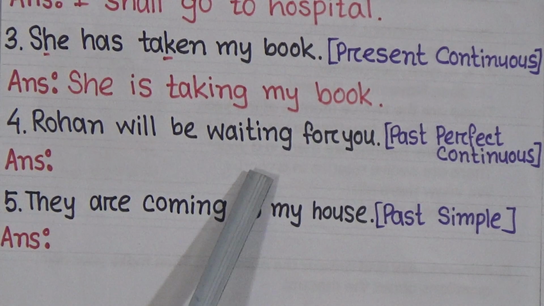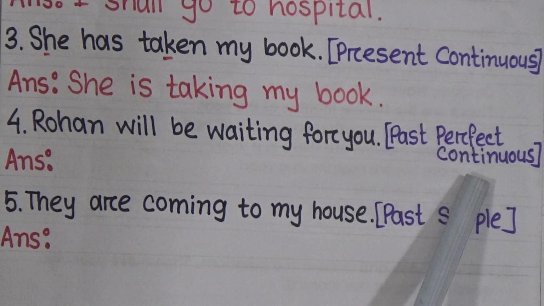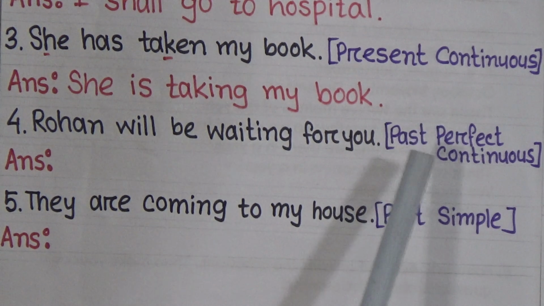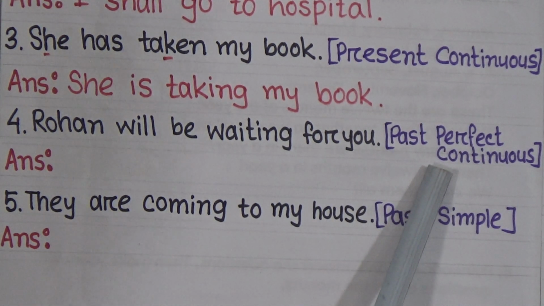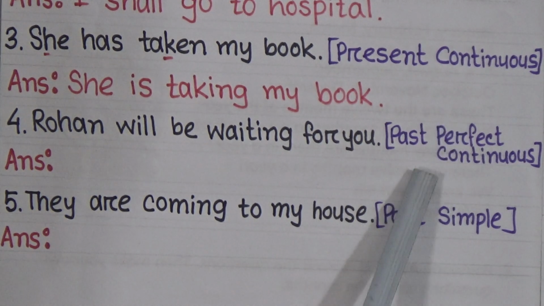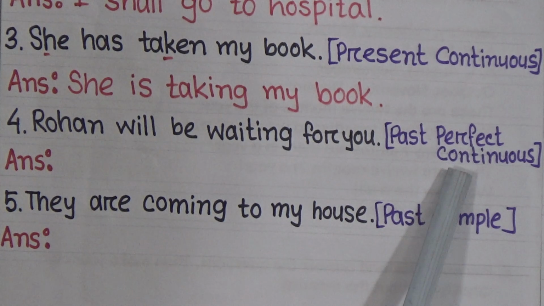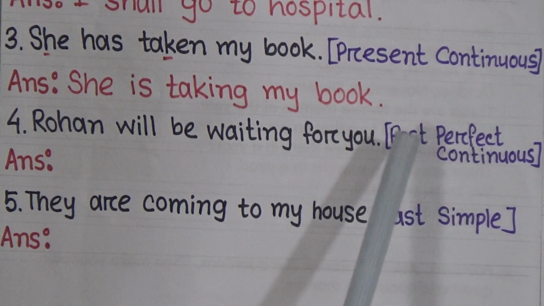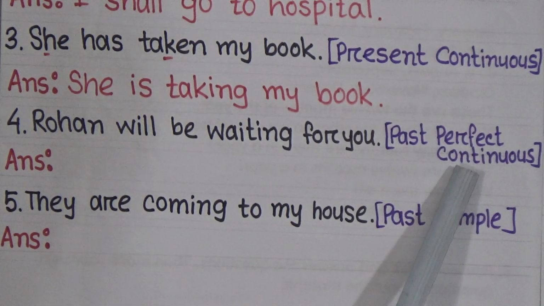Will be waiting. So, this future continuous will become past perfect continuous. So, can you remember the structure of past perfect continuous tense? The structure of past perfect continuous tense is subject plus, yes, can you guess, only one verb? Yes, it will be had been. Subject plus had been, then verb plus ing, then object plus extra.